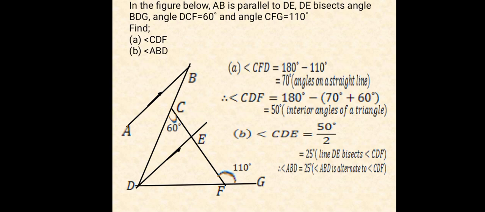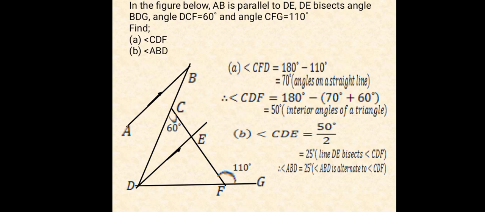In the figure below, AB is parallel to DE. DE bisects angle BDG. Angle DCF is 60 degrees, and angle CFG is 110 degrees. Find angle CDF and angle ABD.